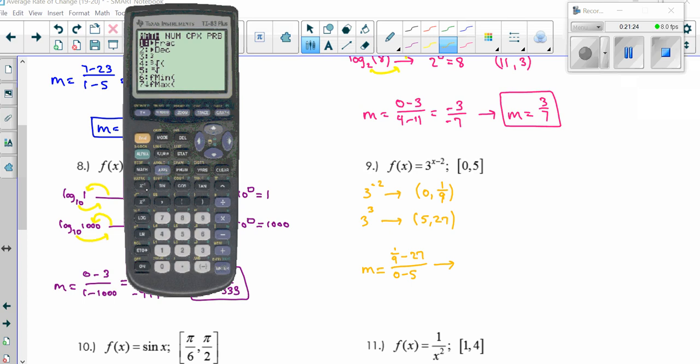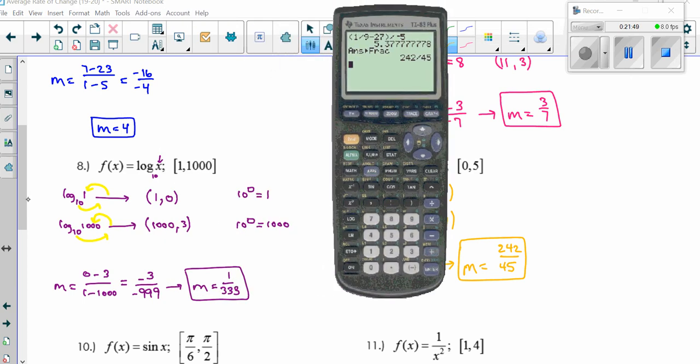I'm going to change it, so I'm going to hit math, change to a fraction. Notice that it's using this triangle as a change, which is why it's changing y or changing x with the triangle as well, just so you know. Okay, so that's going to give me that my m is 242 over 45. So that's the first problem that we've had to use our calculator for. All right, let's try another one.